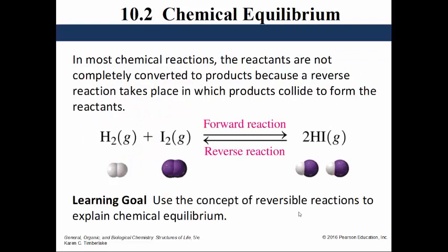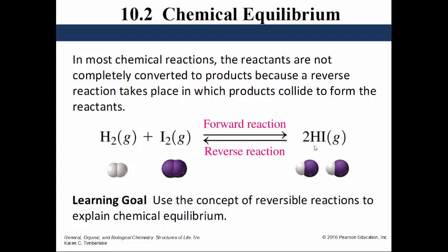All right, next we'll move on to chemical equilibrium. Now, in most chemical reactions, reactants are not completely converted to products because a reverse reaction can take place in which the products collide to form reactants. This is called a reversible reaction, and it's indicated by these double arrows. If a reaction is going this way, it's called a forward reaction.